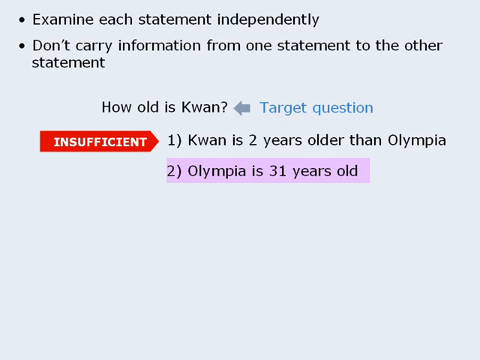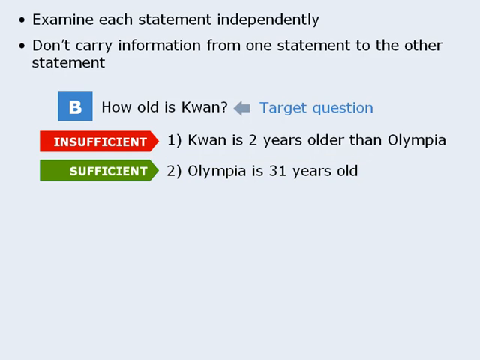Hey, this statement tells me Olympia's age. That's exactly the information I needed. So statement 2 must be sufficient, which means the answer is B. Now, of course, this answer is incorrect. What happened here? Well, we used information from statement 1 to help us determine whether statement 2 is sufficient. We can't do that. We must determine whether each statement alone is sufficient.